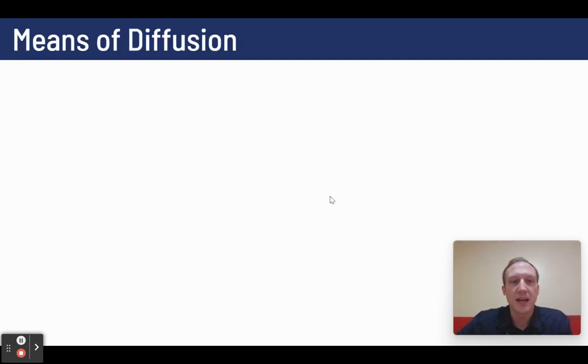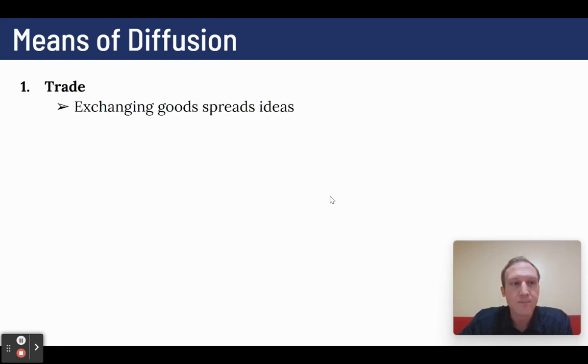So how does that actually happen? The means of diffusion refers to how. How does culture actually diffuse? How does it spread? The first way is trade. Trade is a very, very common way that it diffuses. And what we mean by trade is exchanging goods spreads ideas. If I trade something with you, now all of a sudden I'm exposed to something new, and that new thing might influence my own perspectives and my own beliefs.